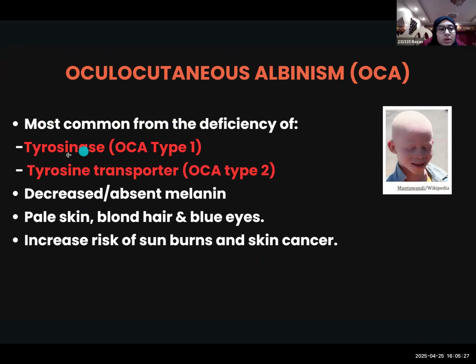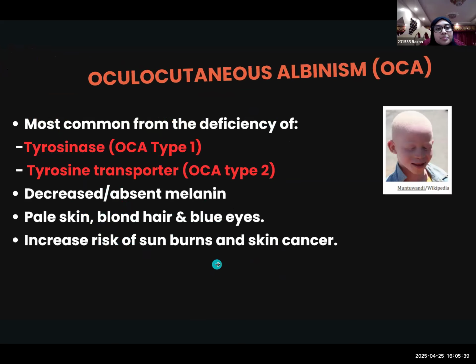So this is the most common one, the tyrosinase deficiency, with decreased melanin, and this would be the presentation: pale skin, blonde hair, and blue eyes. And this would increase the risk of sunburns and skin cancers.